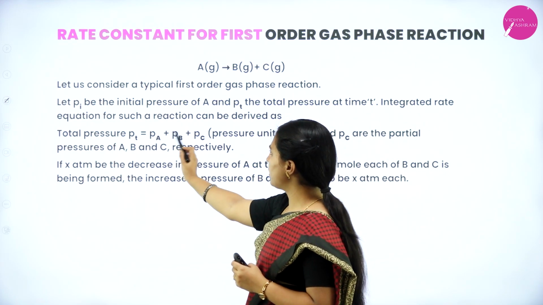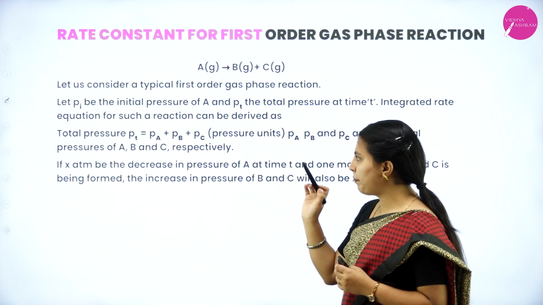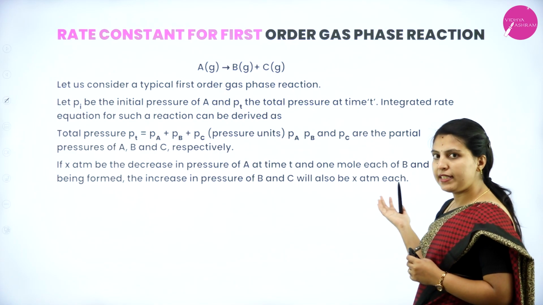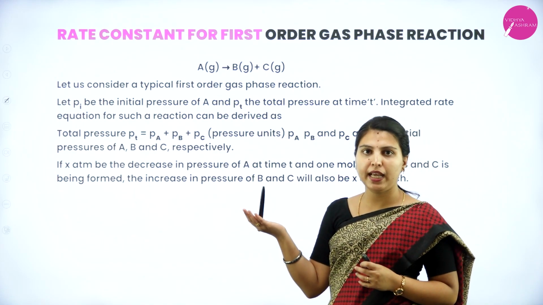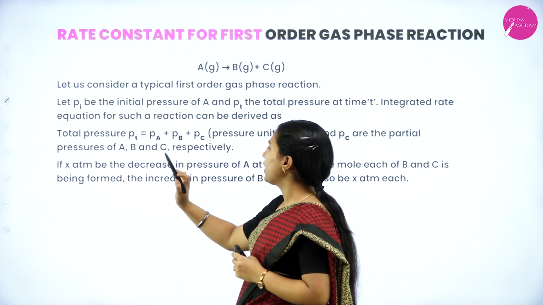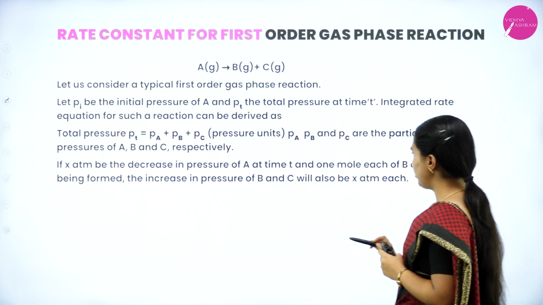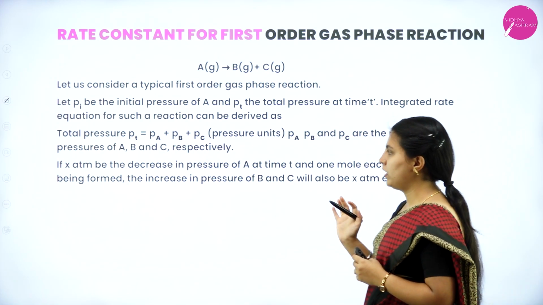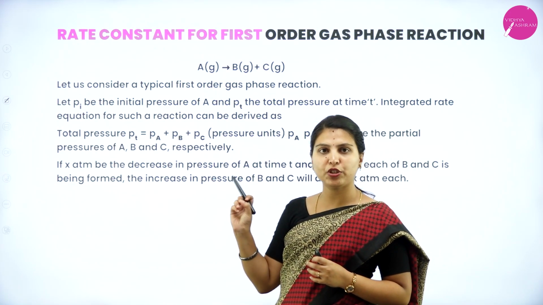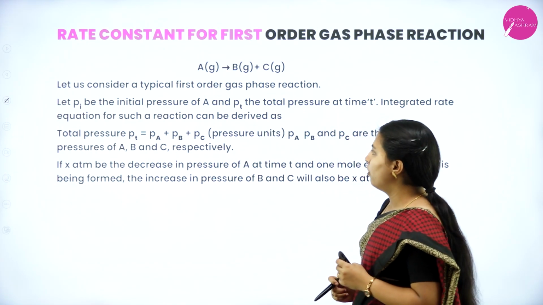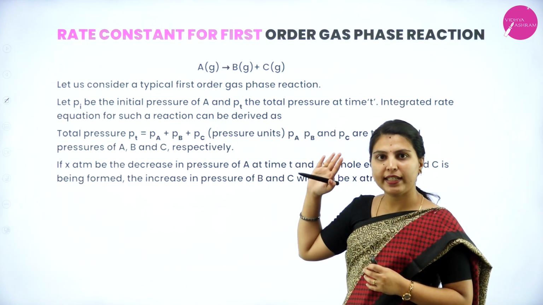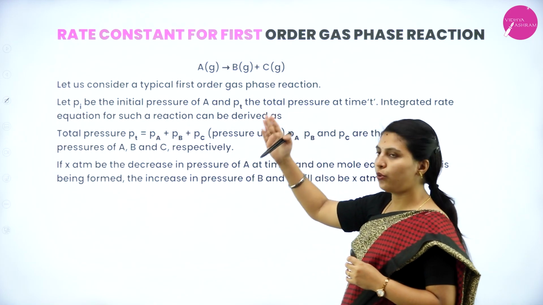The integrated rate equation for such a reaction can be derived as Pt equals Pa plus Pb plus Pc, where Pa, Pb, Pc are the partial pressures of A, B and C respectively. If X atm is the decrease in pressure of A at time t, 1 mole each of B and C being formed, the increase in pressure of B and C will also be X atm each. This is the general introduction part. Once again, we are considering one gas phase reaction, A giving rise to B plus C.